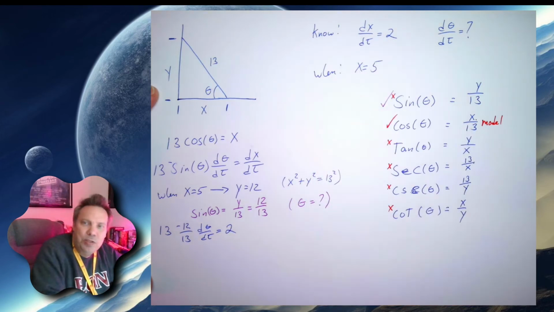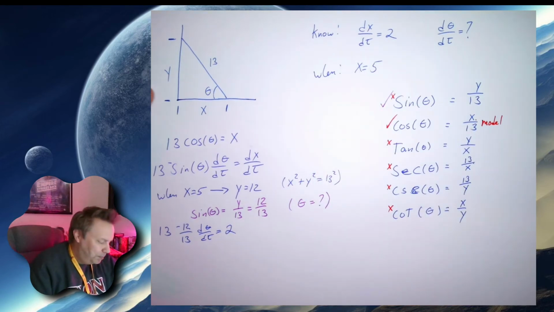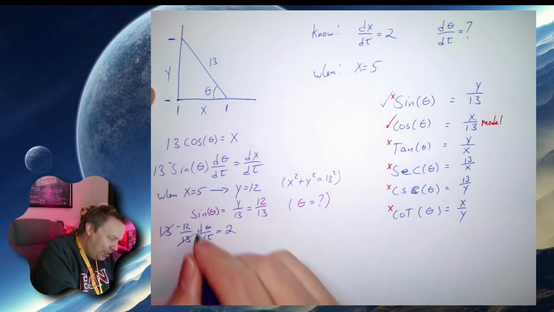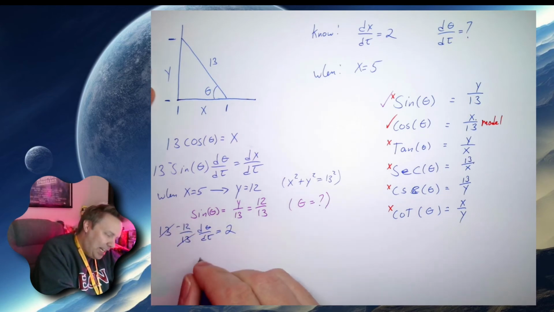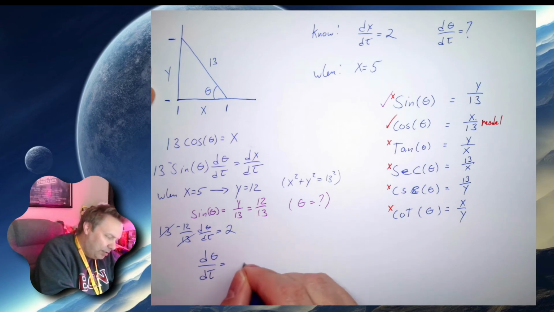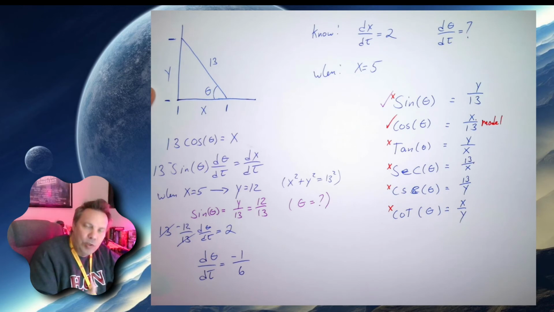The dx/dt was 2 from the very beginning of the problem. The 13s cancel. And now I have a very simple algebraic equation. Minus 1 over 6, 2 divided by 12.